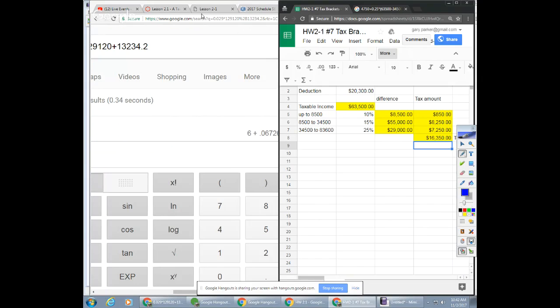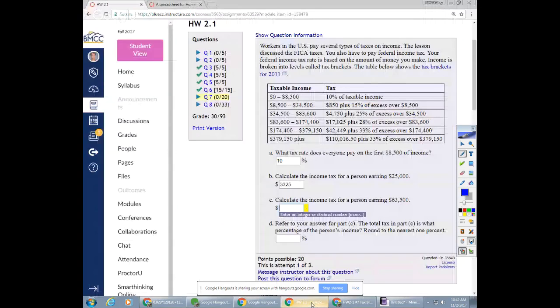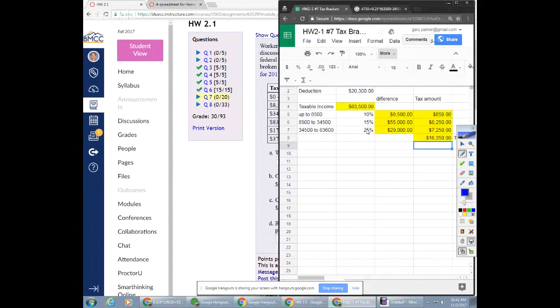What did I do wrong? Let's see. Where's that problem? 10%, 15%, 25%. That looks right. Starting with 63,500 in the taxable income. Oh, this part's wrong. This is only eligible up to 34,000. I put too high a number there.